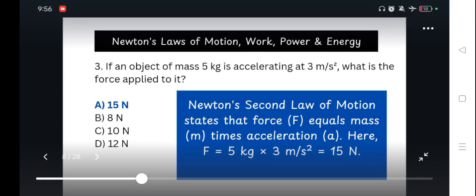Force is equal to mass times acceleration, and the mass is equal to 5 kilograms, while the acceleration is 3 meters per second squared. Multiplying 5 by 3, you get 15, and the unit is Newton, since kilogram meter per second squared is equal to Newton. Next number.